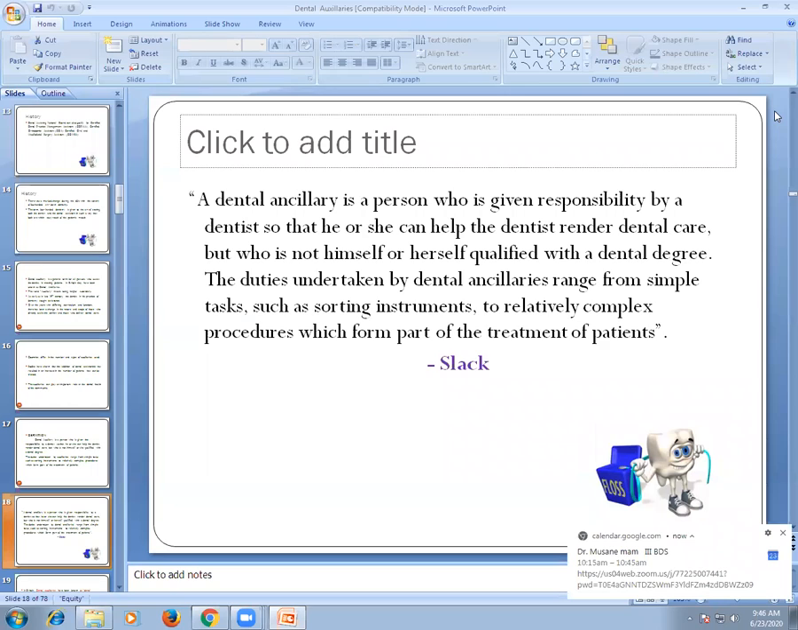Another definition is by Slack. A dental auxiliary is a person who is given responsibility by the dentist so that he or she can help the dentist in dental care, but who is not himself or herself qualified with a dental degree. The duties undertaken by dental auxiliaries range from simple tasks such as sorting instruments.